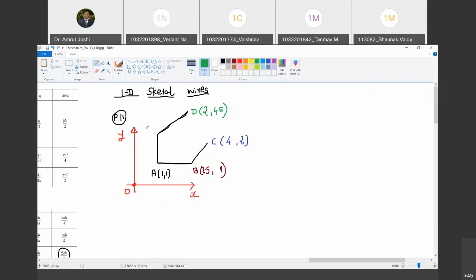What are the coordinates of point E? Tell me. It's 1, near to 3, I guess. Yes. So near to, we will write it as 3. Happy? Yes, sir. And now you need to locate the centroid of this wire.